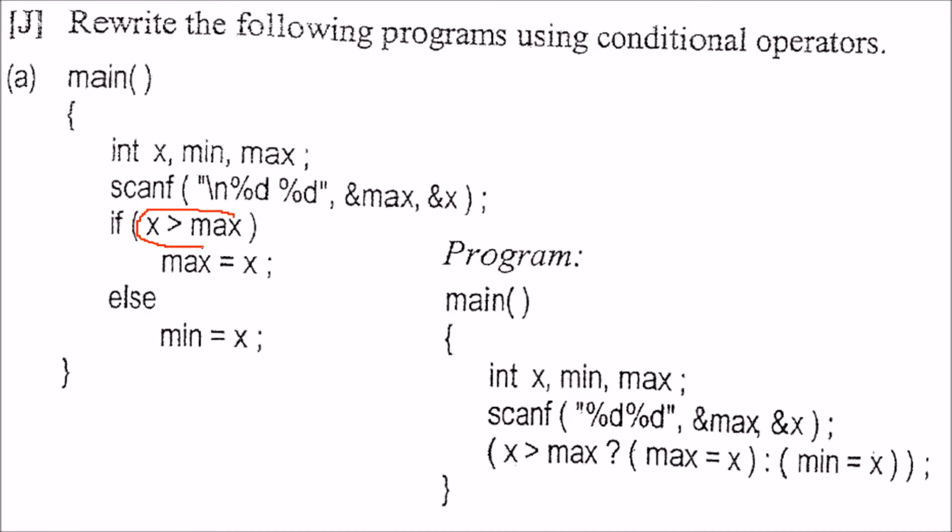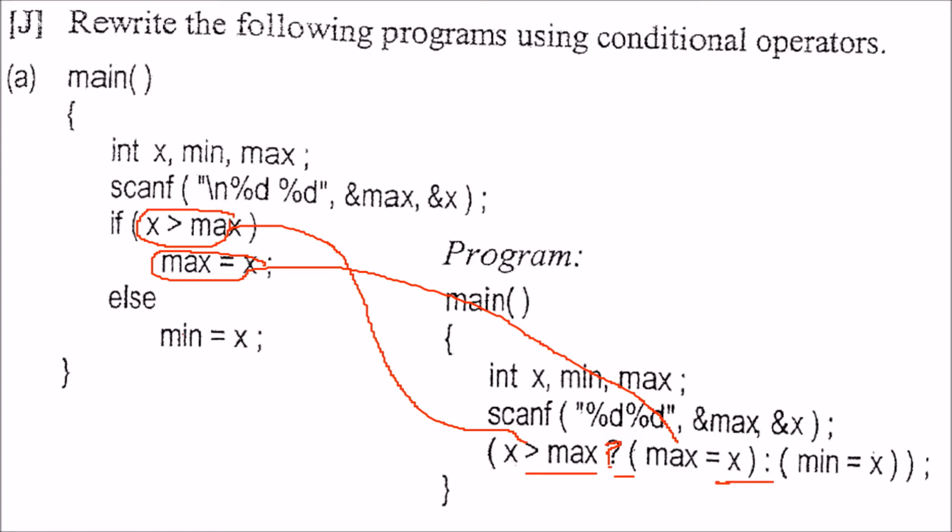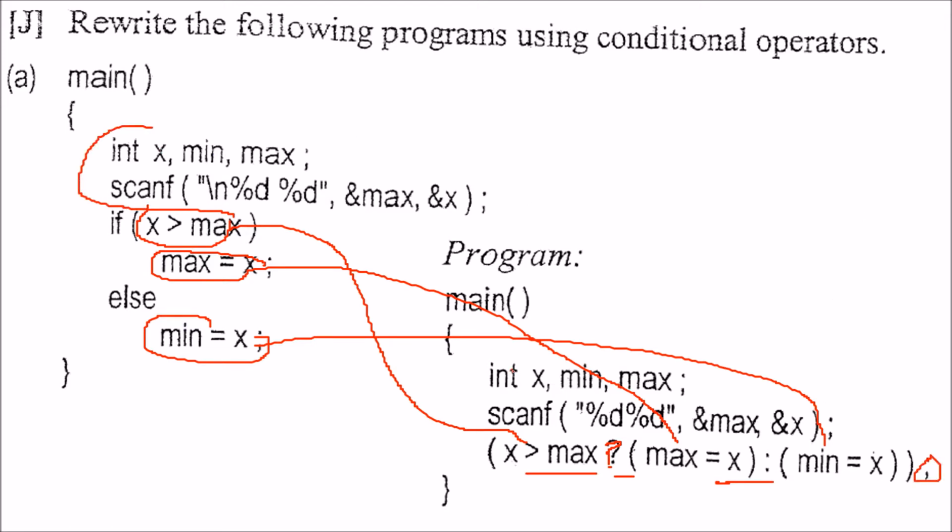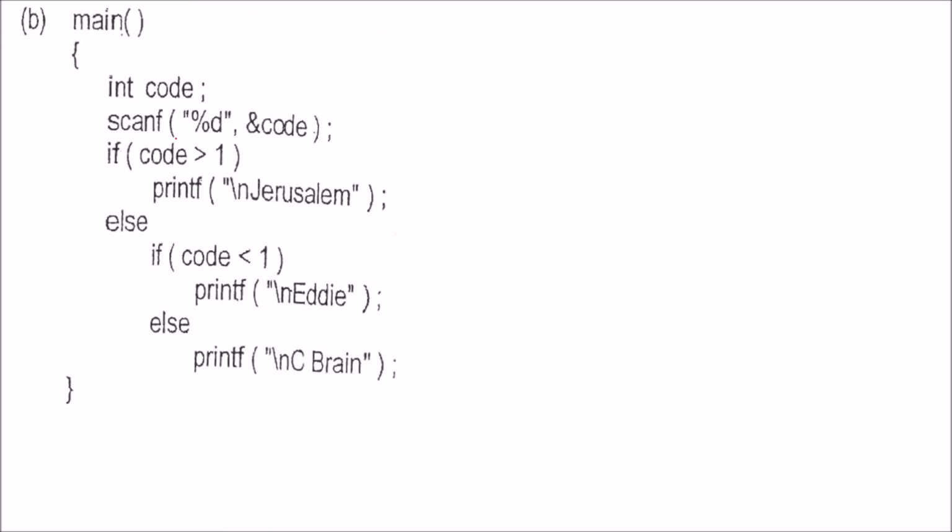This you have to take here, x greater than max. After that, write a question mark. Take this condition, write it on the left of the question mark. The if part goes on the right of the question mark and on the left of the colon. The else part has to be written here, after the colon and before the semicolon. This is how we rewrite it. Otherwise, these two lines will be exactly the same. We'll take one more example.